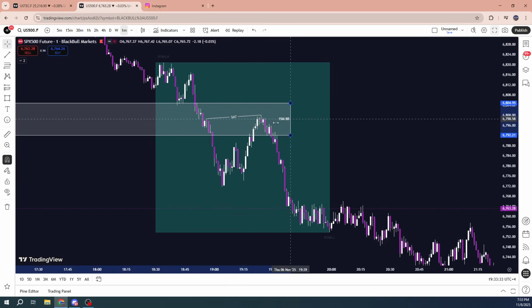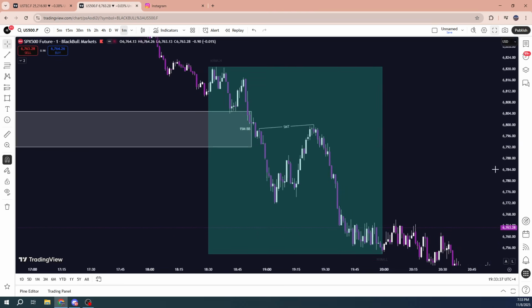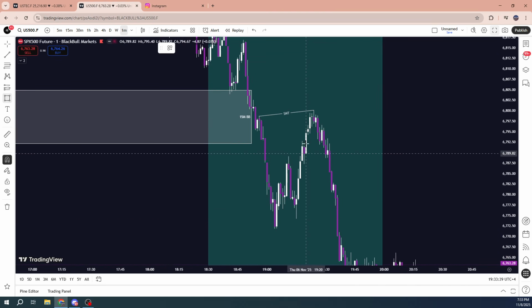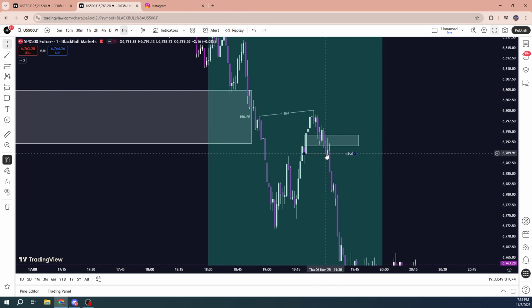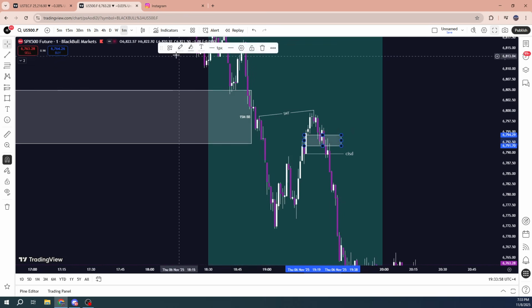Price retraced into the 15-minute breaker block, as you can see right here. And what do we have? We have a bullish fair value gap that got disrespected, okay? We also had our change in state of delivery right here. The candle closed below the body of the bullish order block. We had our change in state of delivery on the retracement. This was your inversion fair value gap, as I mentioned, okay?